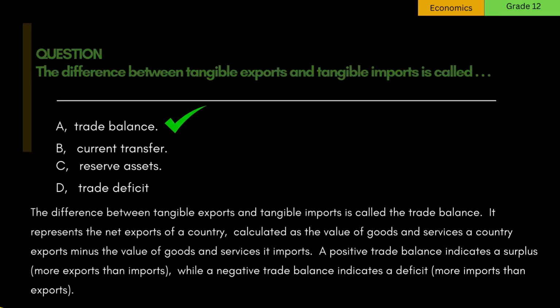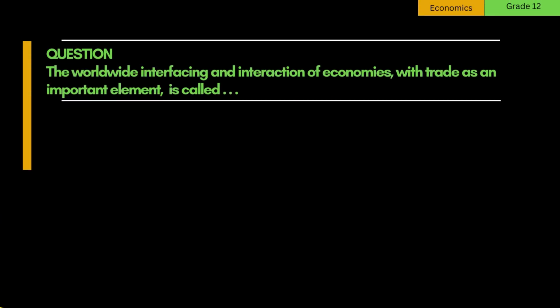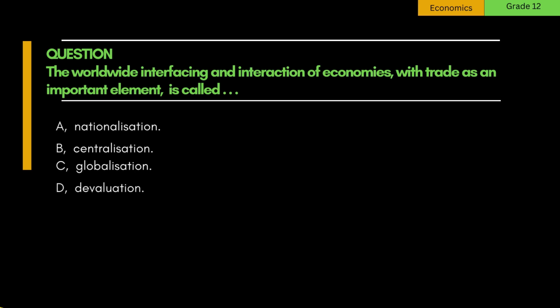Question. The worldwide interfacing and interaction of economies, with trade as an important element, is called A. Nationalization, B. Centralization, C. Globalization, D. Devaluation. The correct answer is C.